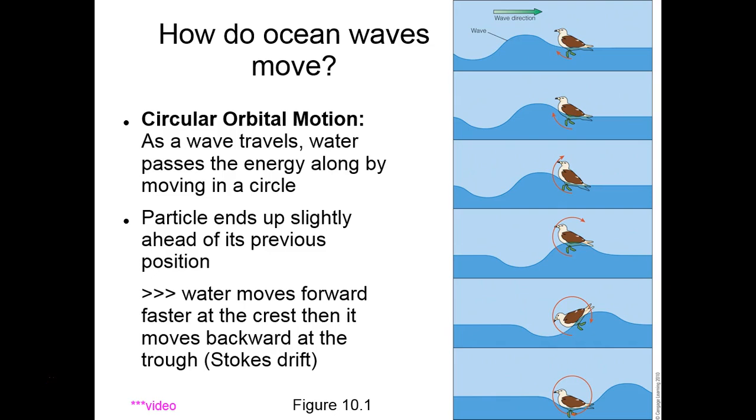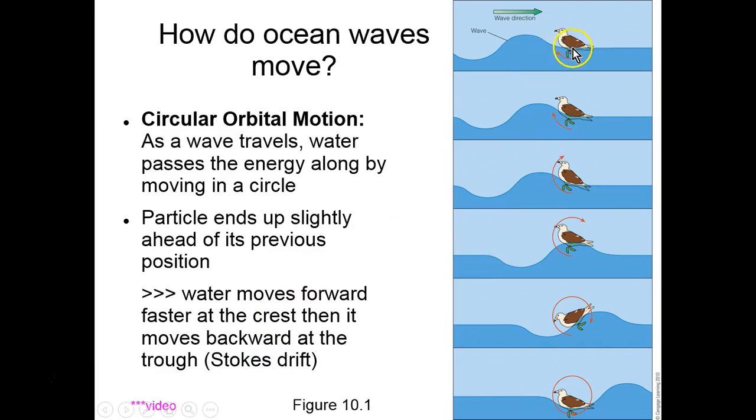Okay, so in the ocean, the waves that occur are traveling in a circular motion, and we describe this as a circular orbital motion. As the wave travels, the water passes the energy along by moving in a circle. So here's an example of that.